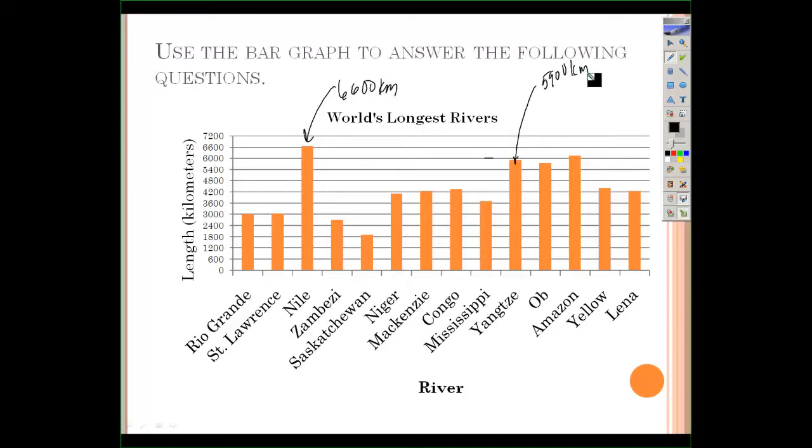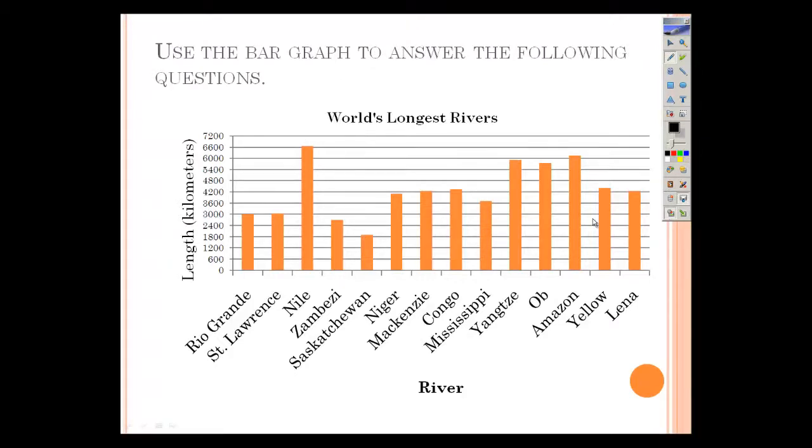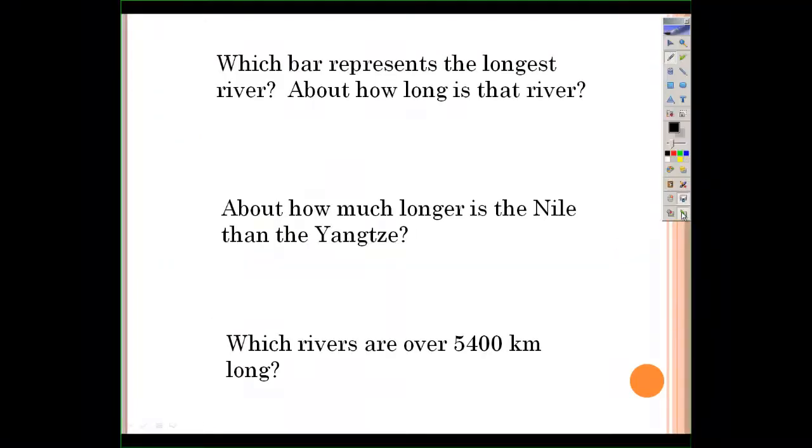Now, I want to know how much longer the Nile is than the Yangtze. Well, let's see here. 5,900, 6,000, 6,100, 6,200, 6,300. You can just count, or you can say, I know that the Nile is 6,600, and I know that the Yangtze is 5,900, then their difference must be 700. So I'm going to say that the Nile is about 700 kilometers longer than the Yangtze.